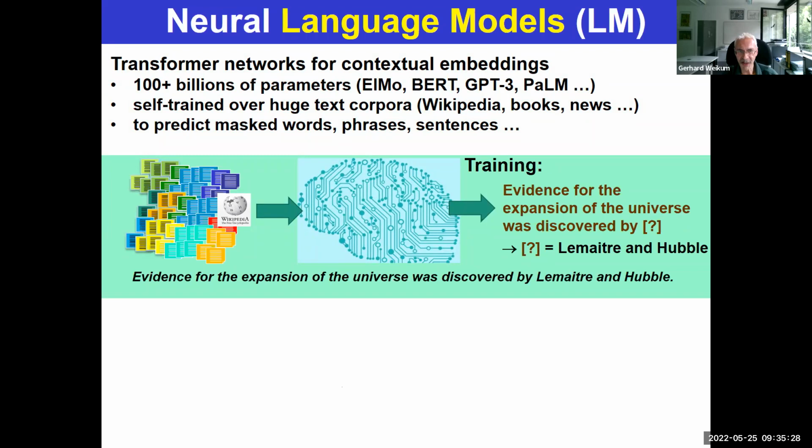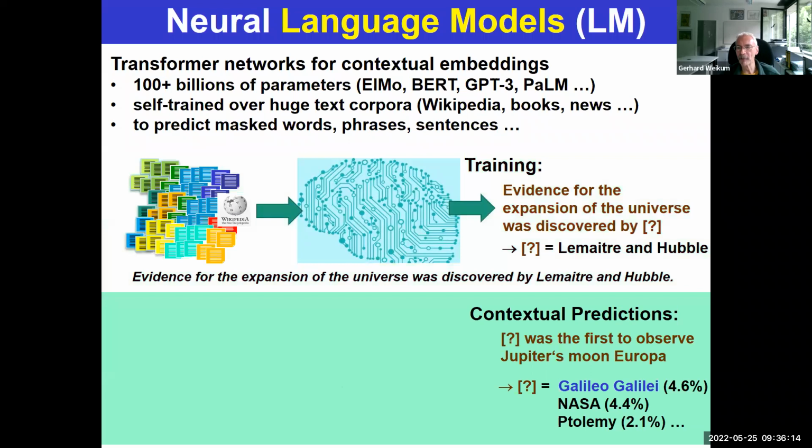Look at the bottom line. So we have sentences such as: evidence for the expansion of the universe was discovered by Lemaître and Hubble. These big text collections are full of knowledge-intensive sentences. We mask out one piece, let's say the phrase Lemaître and Hubble, and then we have the remainder with the mask, the question mark. And that means we have a training pair. We have the input for the network with the mask, and we already have the correct output, the ground truth output, because we took it from the original text. And we can do this at the scale of millions and billions without having to annotate any single piece of text. Very elegant, and it turns out super powerful.